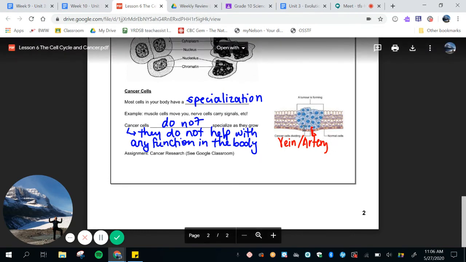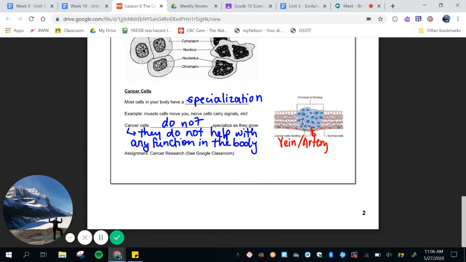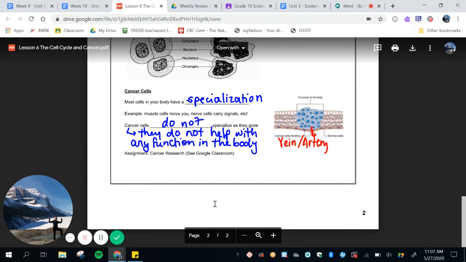Just to mention, as I said before, if these cells are able to metastasize, which means move away from the tumor, they can enter into veins and arteries nearby. And that sort of acts like a highway for those cells. They can basically travel anywhere else in the body, and that's called metastasis. So moving from the original area to another area. That is one of the huge reasons why cancer is such a dangerous disease, because it's often not isolated to one place. Okay, so again, you're going to look more into that in this research assignment.